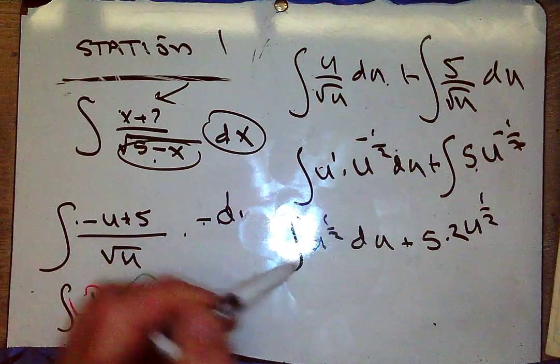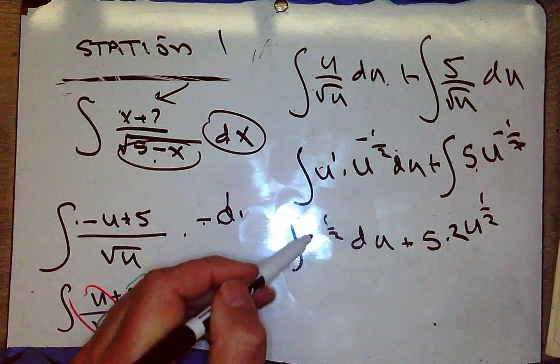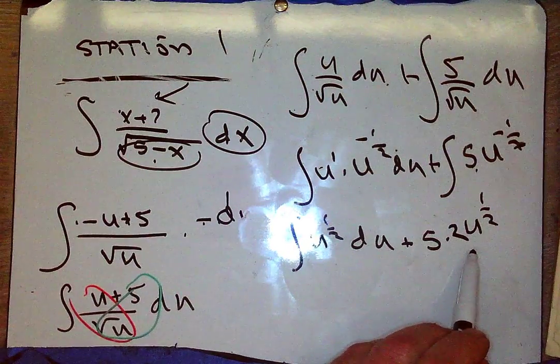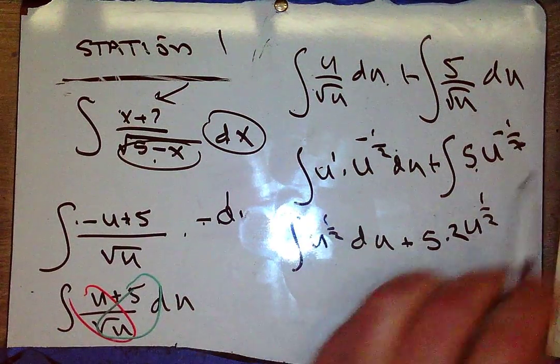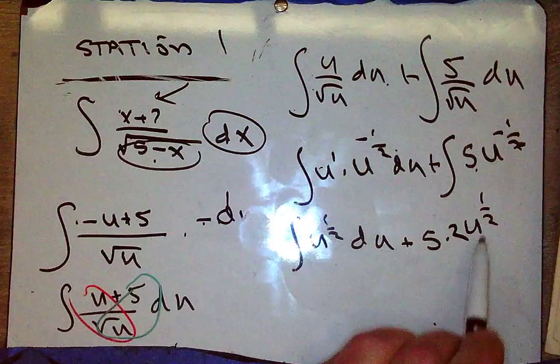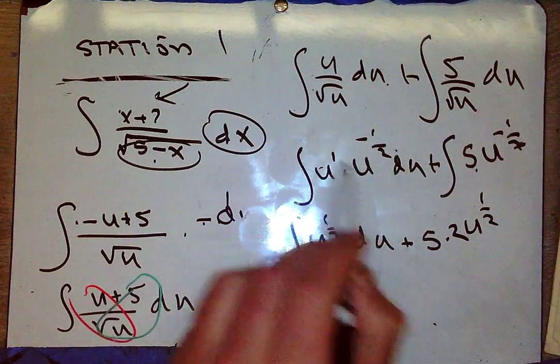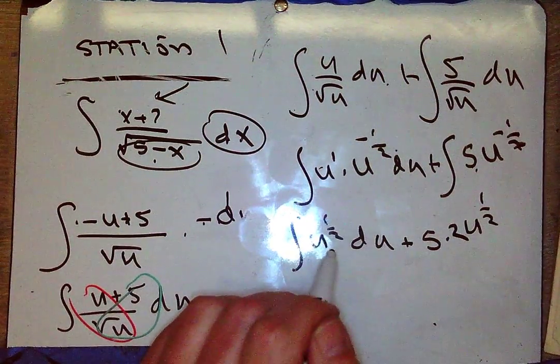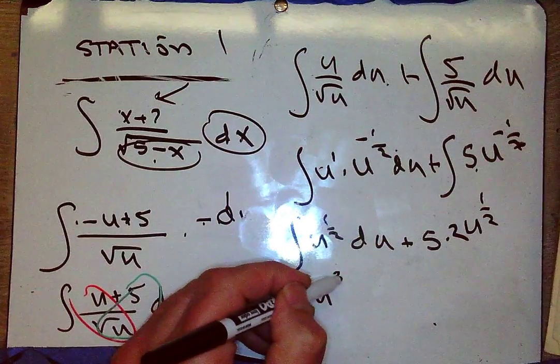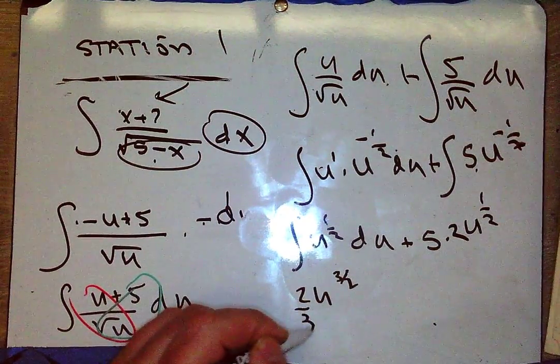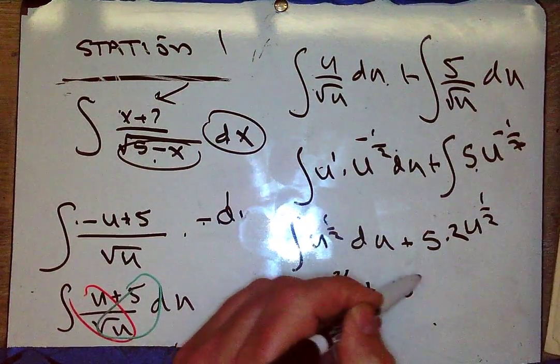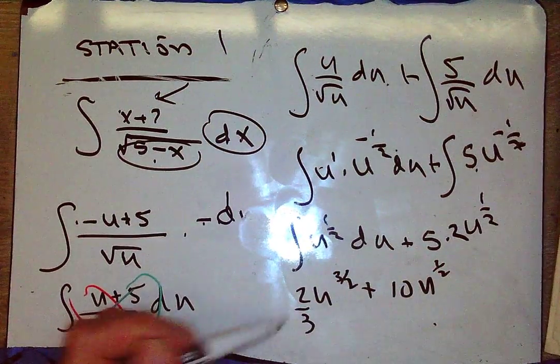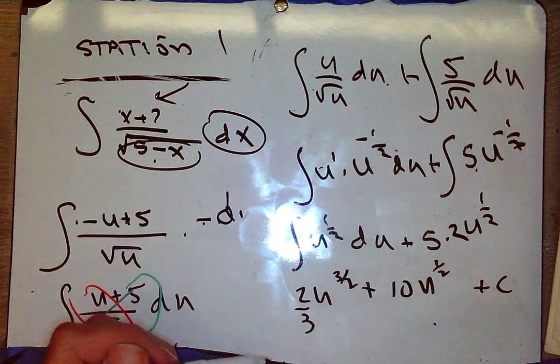Let's just check this. Oh, there we go. So I did one of the integrals, this one, but I did not do the other one yet, because this was negative 1 half and now positive 1 half. This is still just simplifying, so no integral has been taken here. So this is going to be u to the 3 halves with the 2/3 in front, plus 10u to the 1 half. That's right, don't forget the plus c.